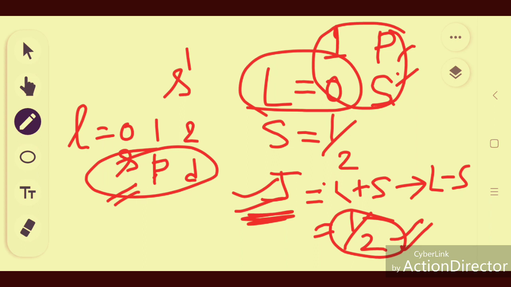So the difference between the energy levels and orbitals is that the orbitals are denoted with small letters, while the energy levels are represented with capital letters. So if we know the value of L, we can know what the energy level, what the term, will be. If L is equal to 1, then the term will be P. If it is 0, then the term will be S. So we know about the term.